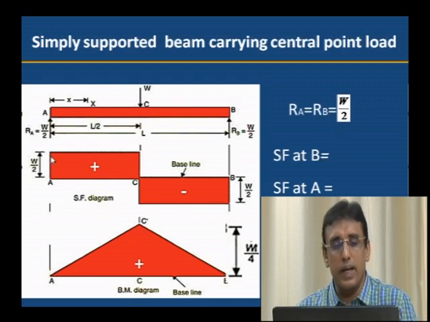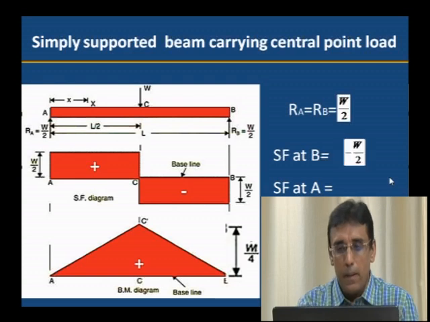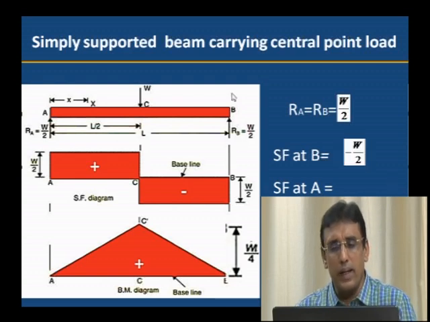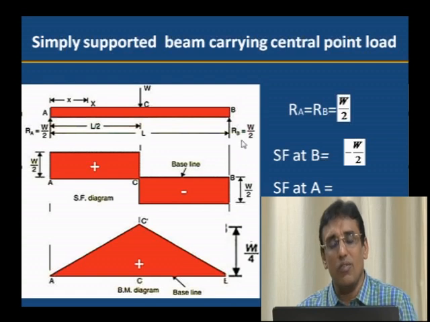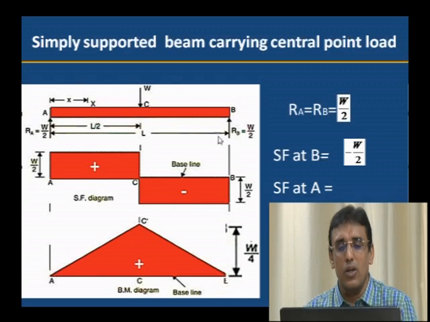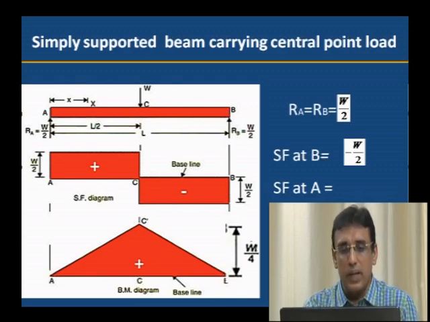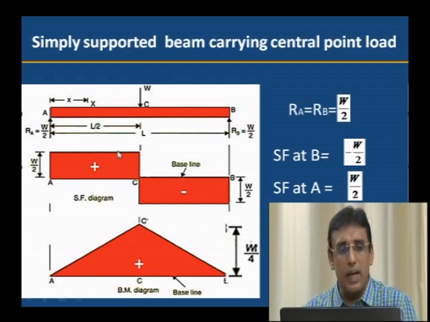W by 2 is the reaction at A as well as the reaction at B. After calculating the reactions, to start with, the shear force at B: W by 2 is acting in the upward direction. Upward force is considered negative, downward force is positive. Here we take minus W by 2 as the load acting at B, that is the shear force at B. Next, shear force at A.